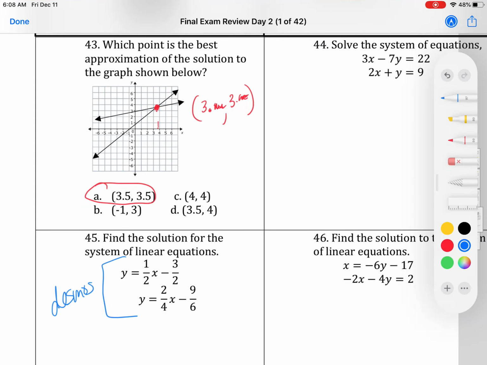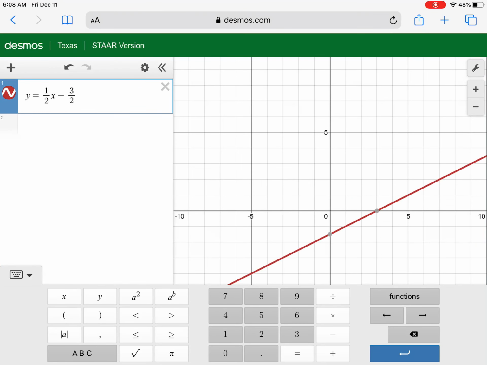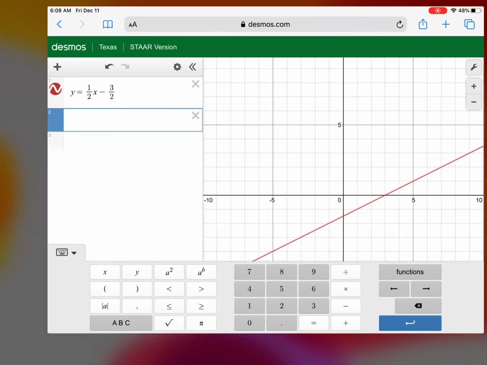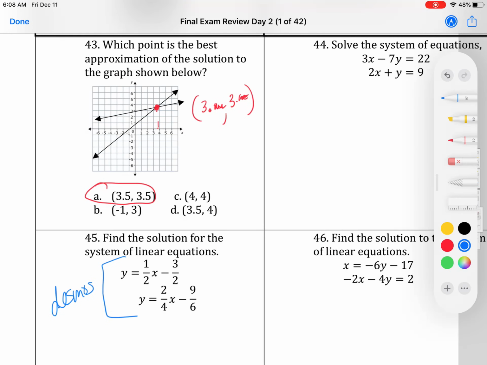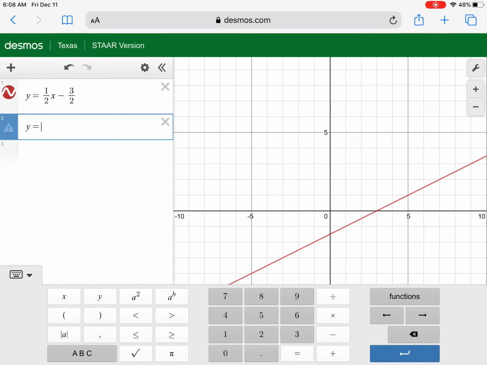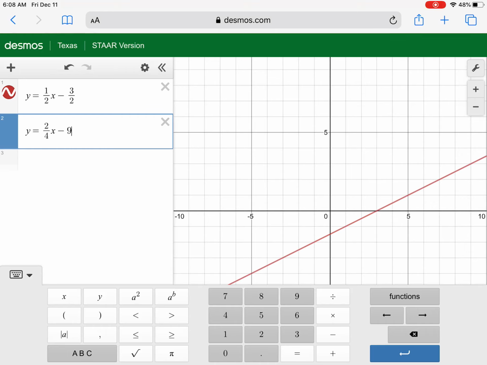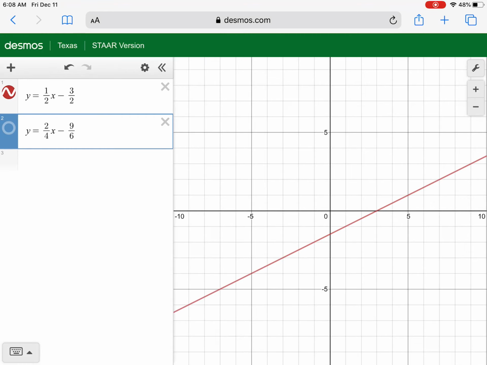Y equals 1/2 x minus 3 over 2. Okay, there's my first line. My second line, y equals 2/4 x minus 9 over 6. There it is. So what happened? There's the red line, here's my blue line. They're the same.